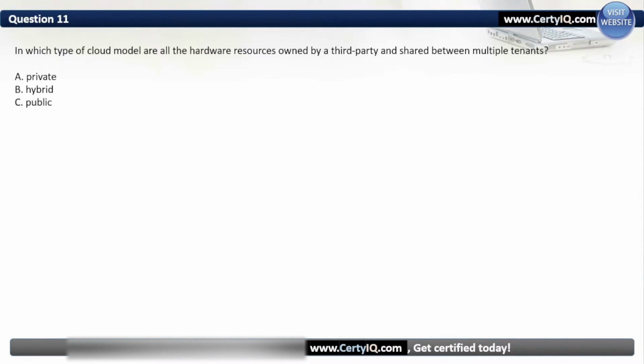Question 11. In which type of cloud model are all the hardware resources owned by a third party and shared between multiple tenants? The correct option is C. Public.